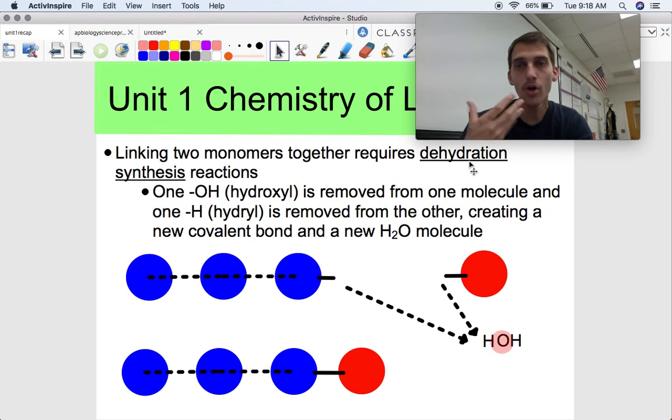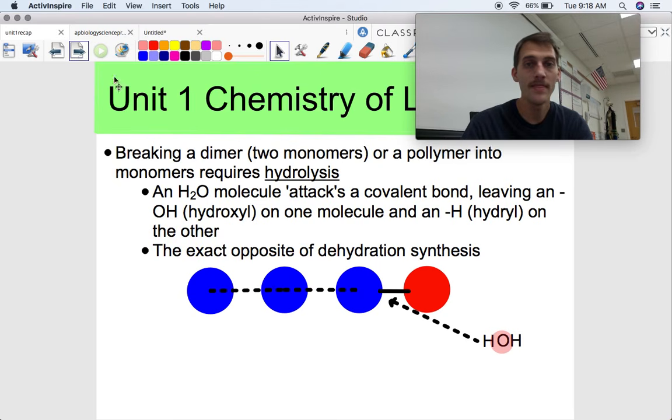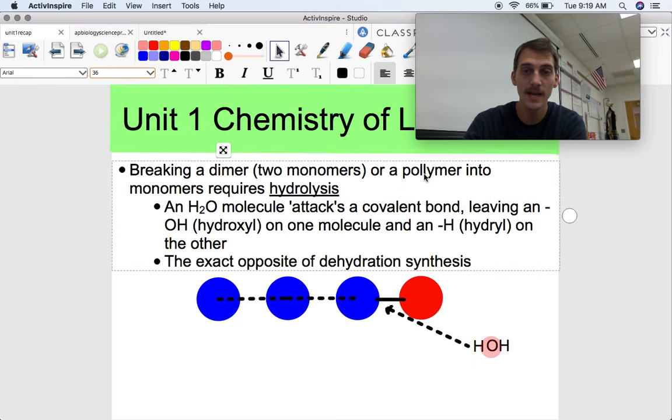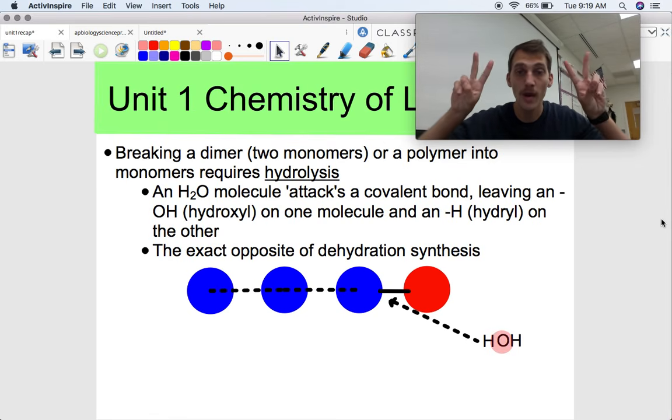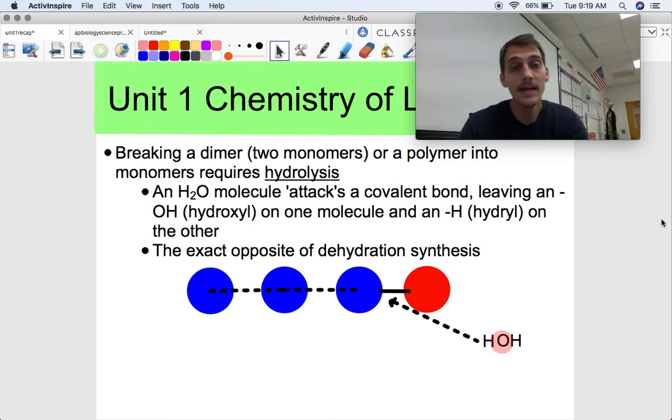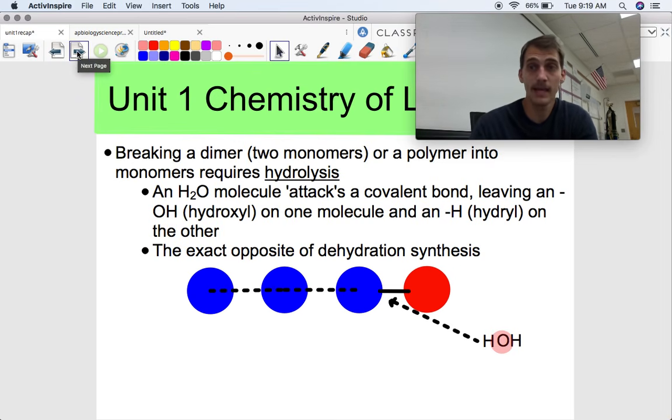Dehydration is like, oh, I'm thirsty. But here we're taking away a water molecule. That's why it's called dehydration. And then the opposite of dehydration synthesis is what we call hydrolysis. Breaking a dimer, which is two monomers, or a polymer into monomers requires the opposite of dehydration synthesis, where a water molecule, quote-unquote, attacks a covalent bond, leaving an OH on one molecule and an H on the other. It's the exact opposite. There's no other way to say it. It's the same thing except reverse.